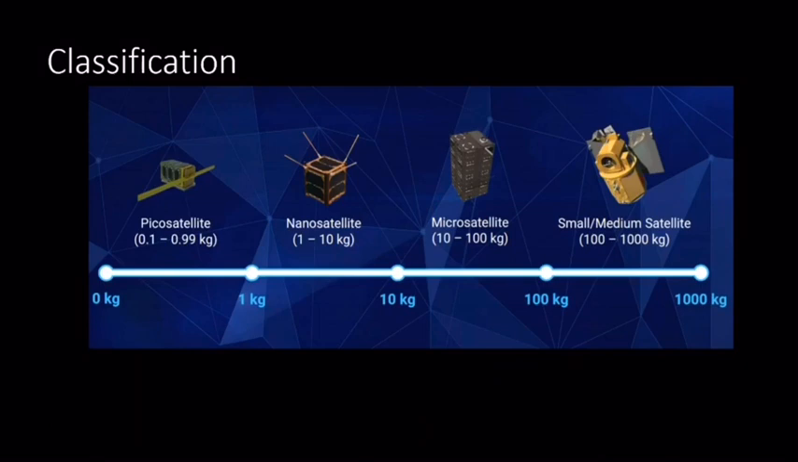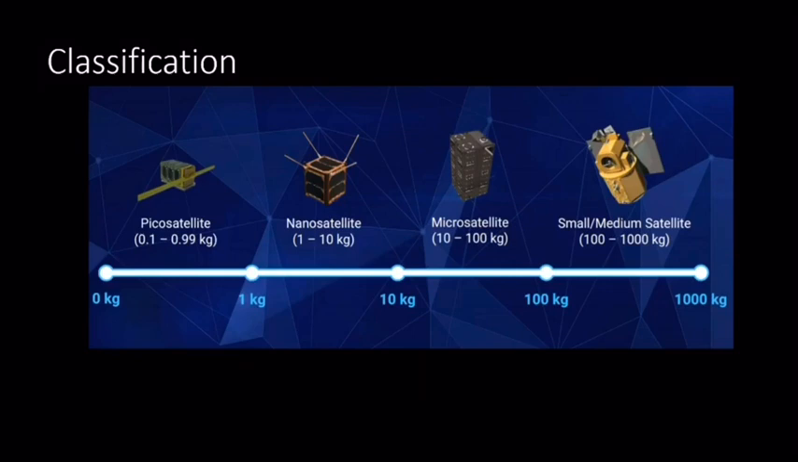The small or medium sized satellites are further classified, as you can see in the slide. If a satellite weighs between 100 kilograms and 1000 kilograms, it is typically called a small or medium satellite. Then if it weighs between 10 and 100 kilograms, it is classified as a microsatellite. If a spacecraft weighs between 1 and 10 kilograms, this particular class of satellite is called a nanosatellite. And if the weight of the spacecraft is less than 1 kilogram, then we call it a picosatellite.